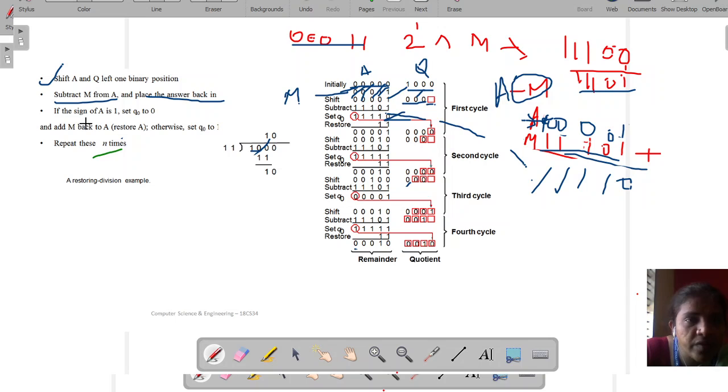If the sign of A is 1, what do you have to do? Set Q naught to 0. The sign of A is negative, so set Q naught to 0. The box which was empty will be filled with 0. In the next step, if the sign of A is negative, set Q naught to 0 and add back M to A. It means what we had subtracted was not correct. So restore.